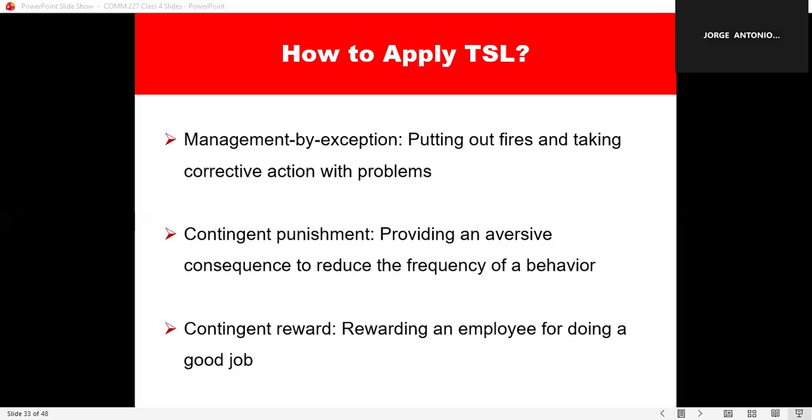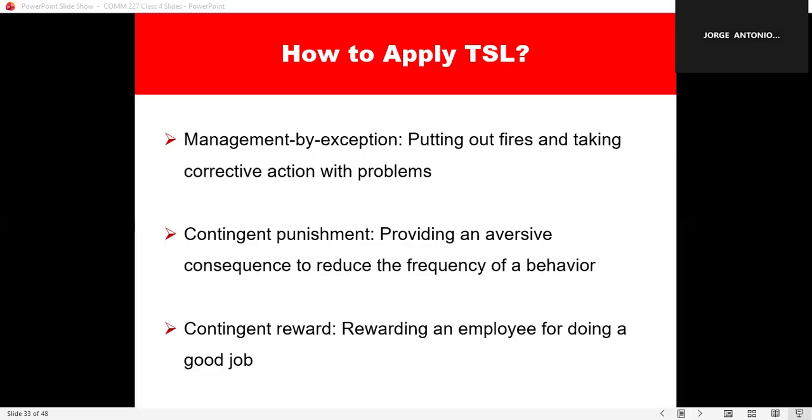Another approach is contingent punishment, which involves warning about negative consequences to reduce the frequency of an undesirable behavior. Imagine, for instance, a manager who warns sales employees, telling them that they will receive less pay if they arrive late. That will be an example.